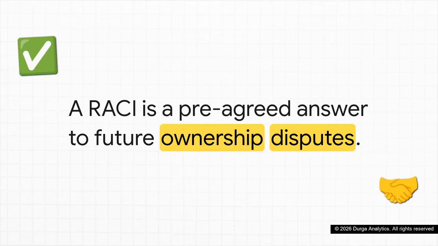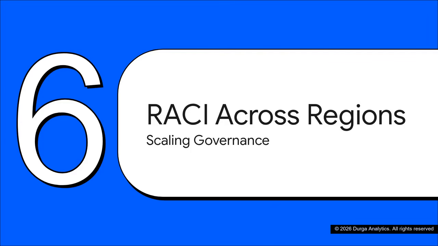You're doing the hard, messy work of negotiating who owns what during peacetime. That way, when a crisis inevitably hits or a dispute pops up, you aren't wasting precious time figuring out who's in charge. You already know. Section 6, RACI across global regions, scaling governance.